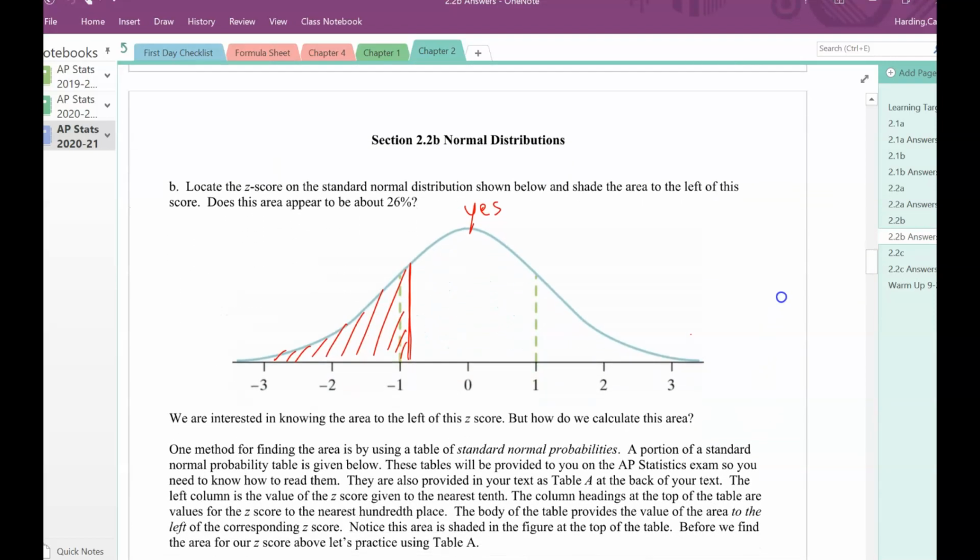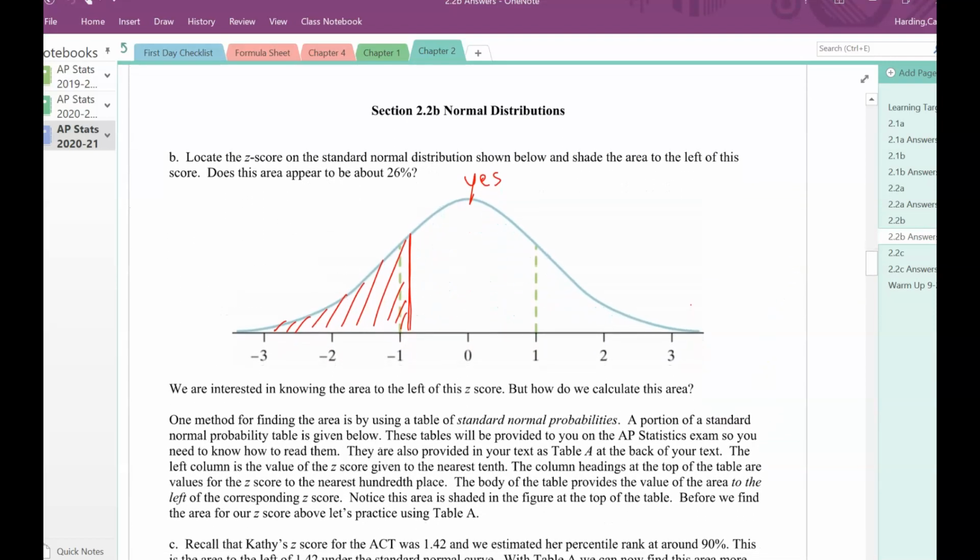So flipping to the next page, it has negative 0.83. The area to the left is shaded. Does this appear to be about 26%? It does. But how could we find specifically what that area is, because it's not falling at an even standard deviation? This is where we're going to start using a table of values to find the area to the left of a given z-score. So we'll be able to look up negative 0.83 exactly, and it will tell us the area to the left. And we're going to use the next example, and I'll show you how to use the table to find this percent.